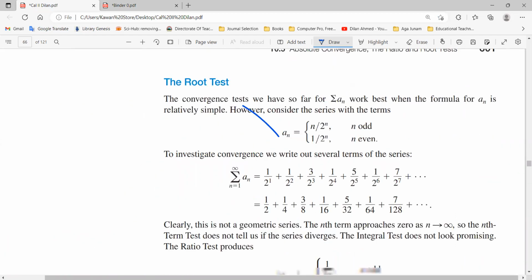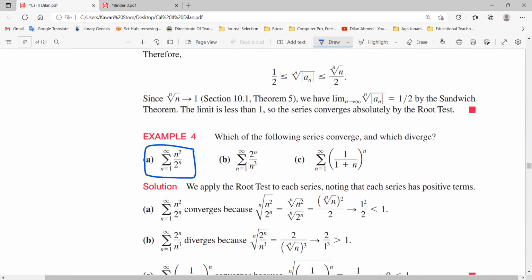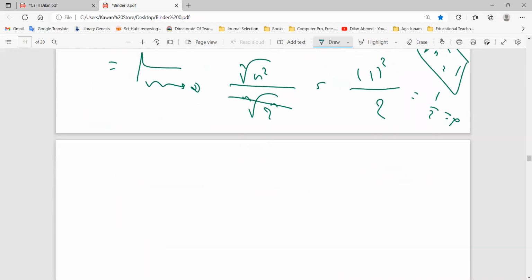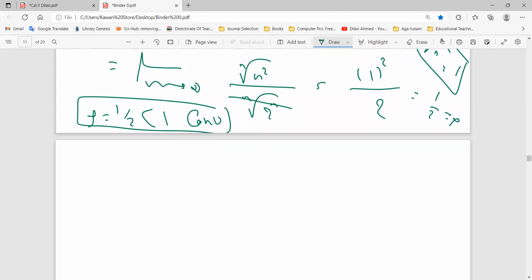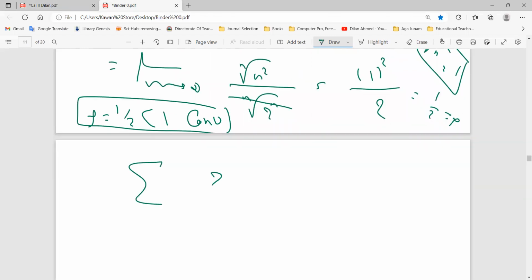Again, the example. Okay. So we got what? 1 over 2. 1 over 2 is what? Our rho. So rho equals 1 over 2, less than 1. Converge or diverge? Converge. Another example. 2n n to power 3.